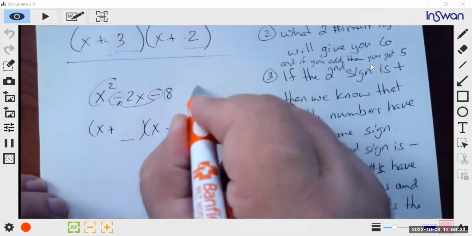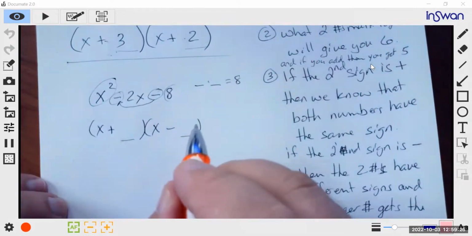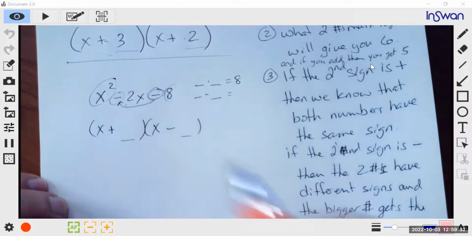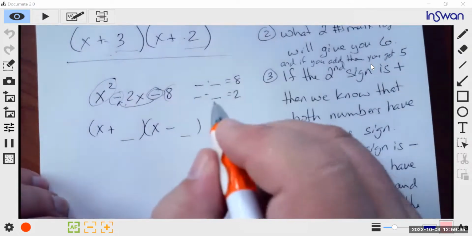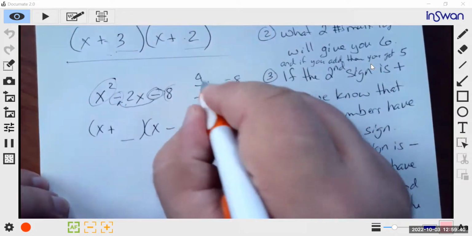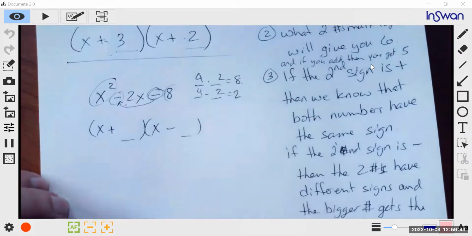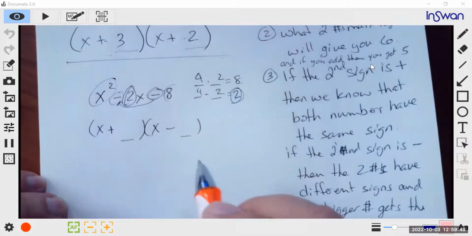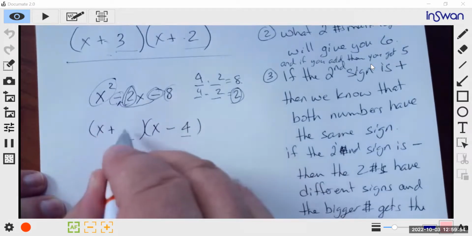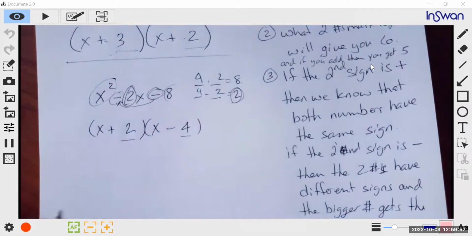So what times what equals 8? Since there's different signs, when we subtract them, it equals 2. 8 times 1 is 8, but 8 minus 1 is 7. Yeah, 4 times 2 is 8. 4 minus 2 is 2. There's the 2. That's this 2 there. So 4 is the bigger number. It gets the negative. So 4 goes here, 2 goes there. We'll do a bunch more of these until you start seeing it better.